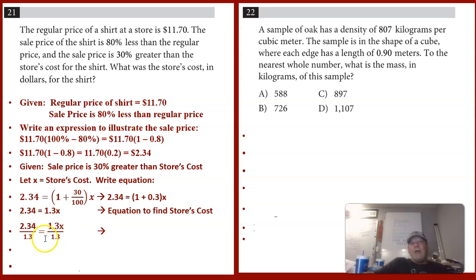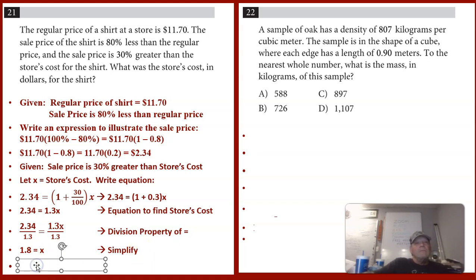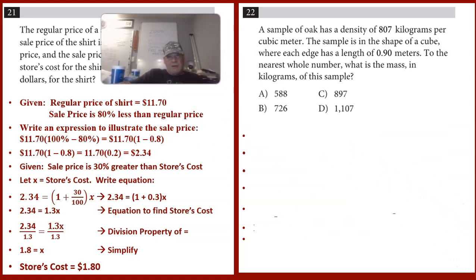So I divide both sides by 1.3, and that is called the division property of equality. The 1.3 over 1.3 cancels out, and it's just a calculator problem. 2.34 divided by 1.3 ends up being 1.8, so X equals 1.8 when I simplify that. That means that the store's cost was $1.80. Think about how much of a markup that would be. All right, hopefully you're able to get that one right. Lots of steps in it.